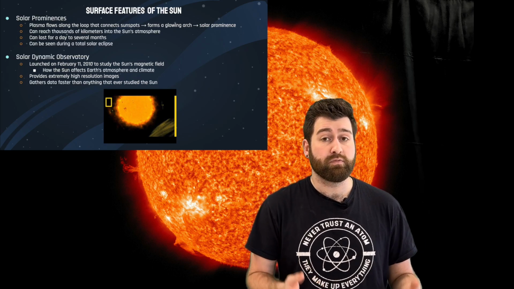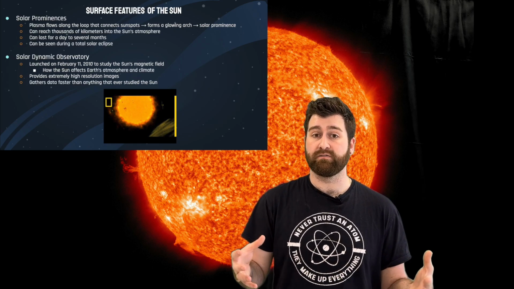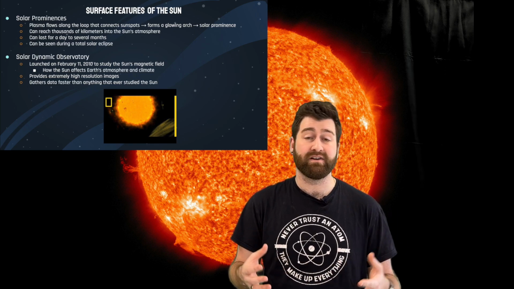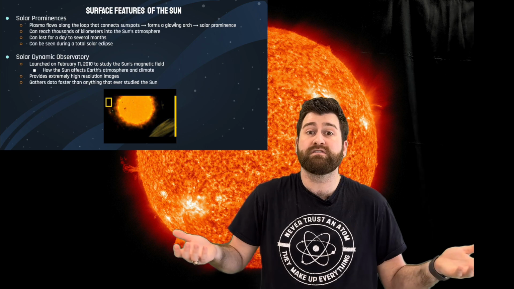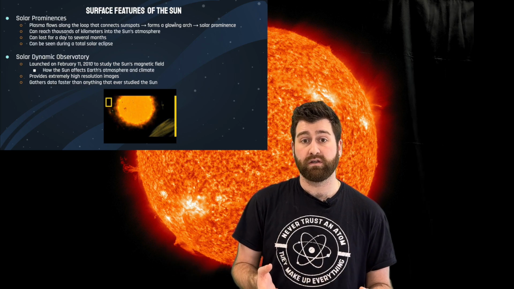There are also solar prominences, which are loops of plasma that extend from the sun's surface outward. They can reach thousands of kilometers into the sun's atmosphere and can last from a few days upwards of several months. They can also be seen during total solar eclipses.